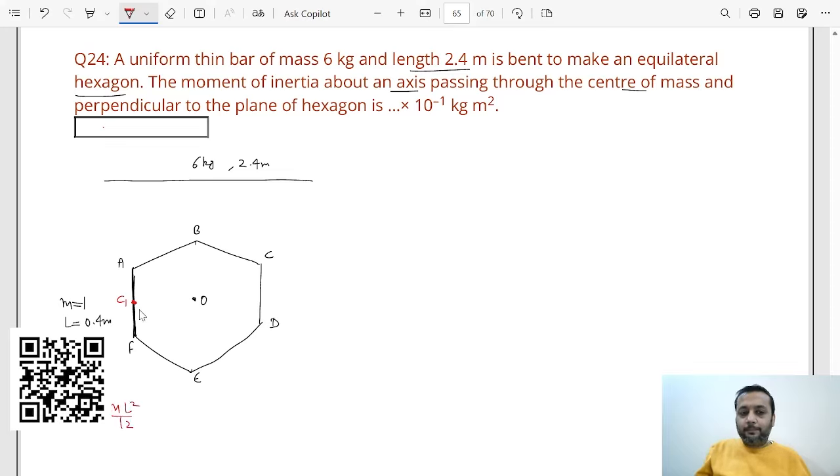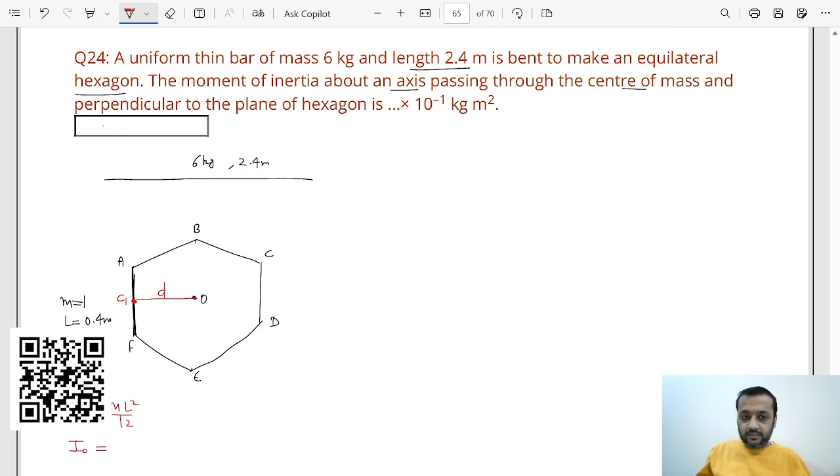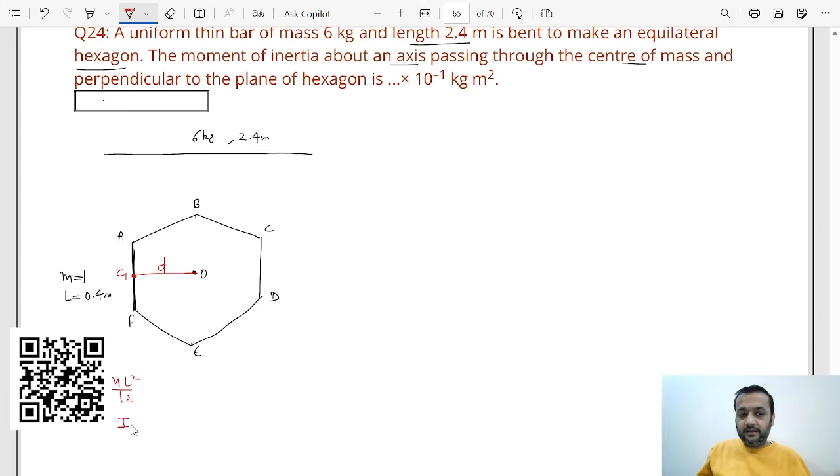And if I apply the parallel axis theorem, let's call this distance D. The moment of inertia of this rod AF about the axis passing through O will be I1 plus md square. So it is ml square by 12 plus md square.